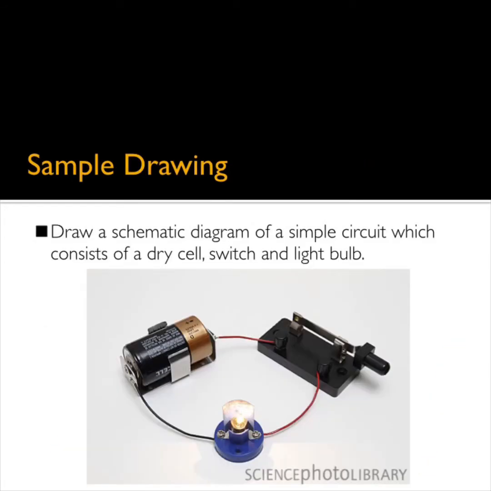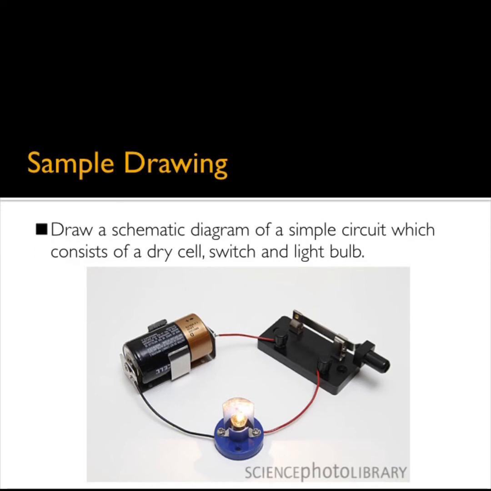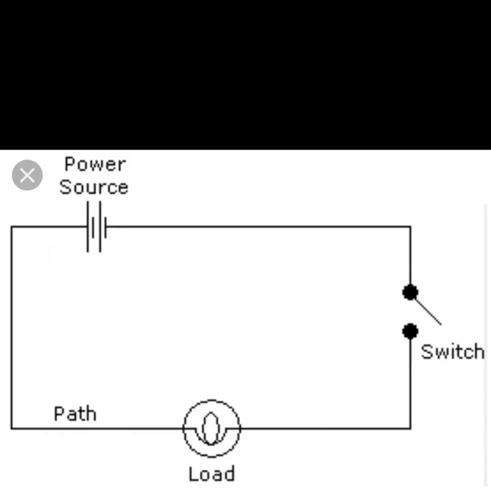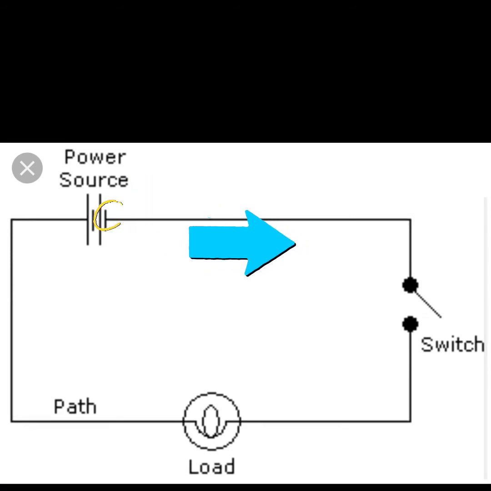Here's a simple circuit which consists of a dry cell, a switch, and a light bulb. Press pause and see if you can draw this schematic of this simple circuit. Is this what you drew? Note that this battery has 2 cells in series. Also note that the electrons leave from the short negative end of the battery through the switch to the load, which is a light bulb, back to the battery.